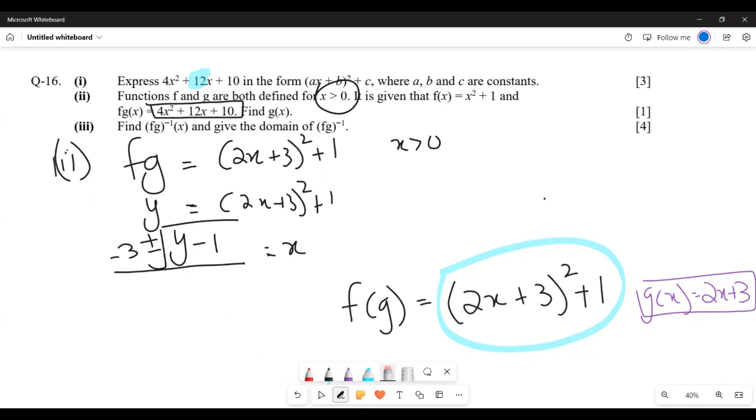Okay, now the domain of x is greater than 0. So you only choose the positive sign. Yes. Minus 3 plus square root of (x minus 1) upon 2 equals fg inverse.